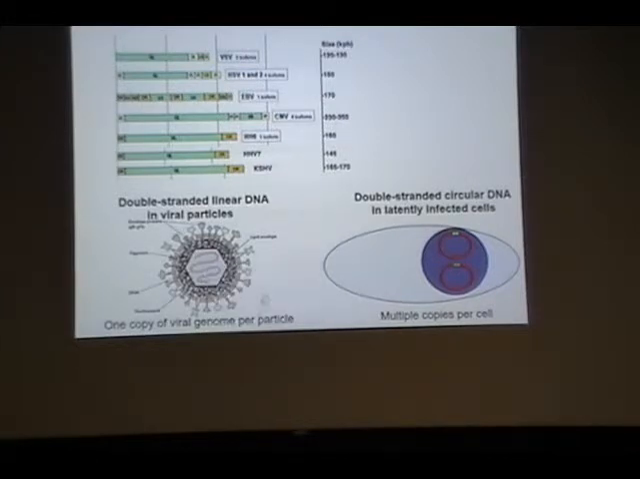Inside the virus particle, the virus genome is a double-stranded linear DNA. At each end of the linear DNA molecule, you can see there are something called direct repeats. Basically these are tandem repeats, multiple copies of the same DNA sequence, like 100 copies.